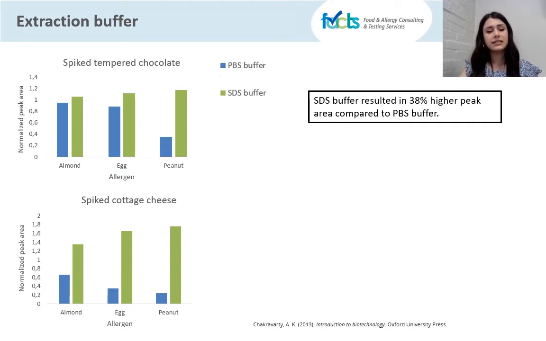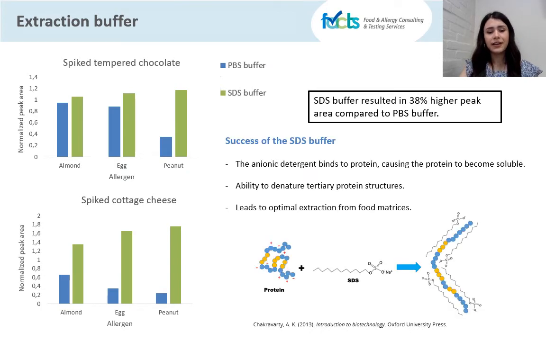The success of the SDS buffer is likely related to the SDS. The anionic detergent's ability to bind proteins through ionic and hydrophobic interactions leads to the denaturation of the tertiary protein structure, increasing its solubility. This leads to optimal extraction from food matrices.